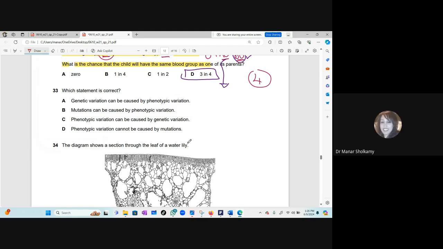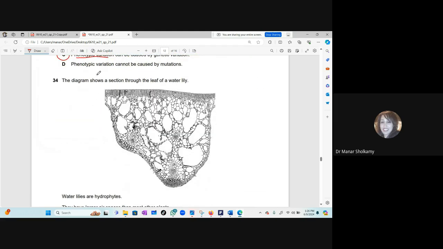C. Yes, phenotypic variation can be caused by genetic variation. 34. The diagram shows a section through the leaf of a water lily. Now, what are these? You tell me. Air spaces. Yes, and what is the importance of the air spaces? For the plant to float. Yes, so the plant can float.